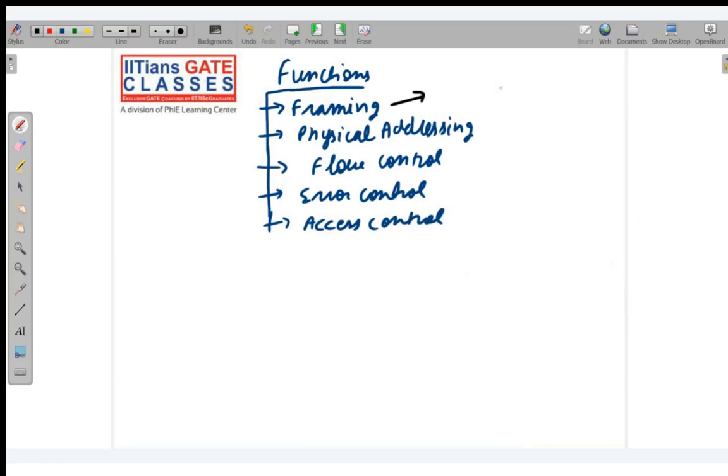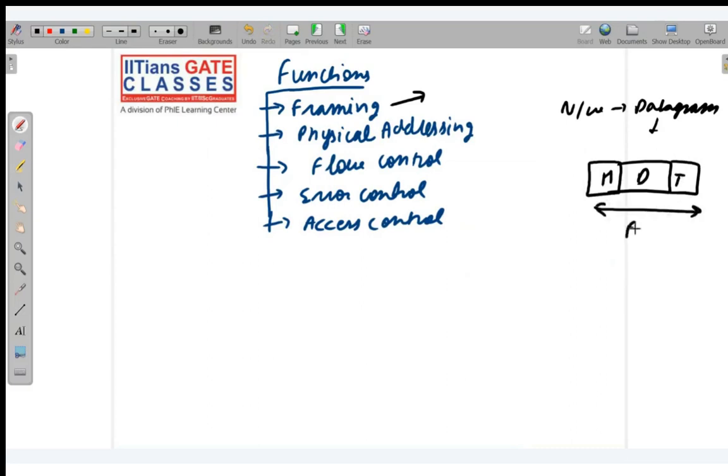Framing means what the data link layer is doing. The network layer packet name is datagram, I have told you. This datagram will be given to the data link layer. What will the data link layer do? It will attach a header and it will attach a trailer to it, and the resulting structure is known as a frame. So framing is the first functionality done by the data link layer. It attaches header and trailer to the datagram received from the network layer, and the resulting structure is known as a frame.